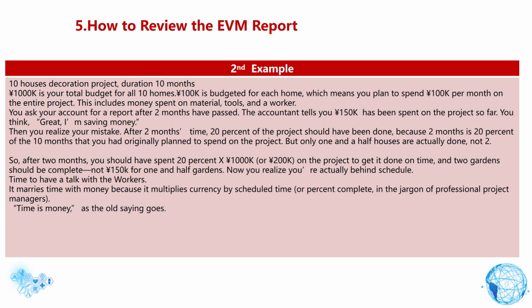After 2 months' time, 20% of the project should have been done, because 2 months is 20% of the 10 months that you had originally planned to spend on the project. But only 1.5 houses are actually done, not 2.